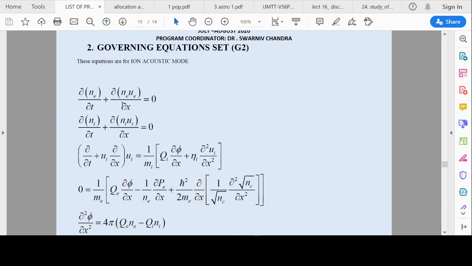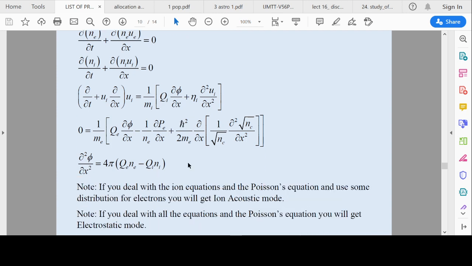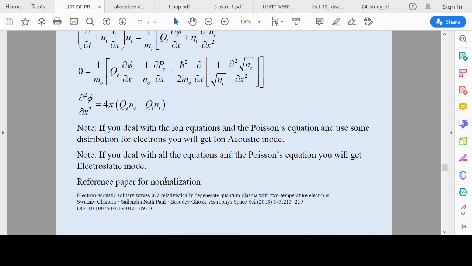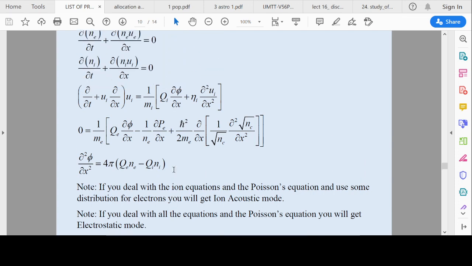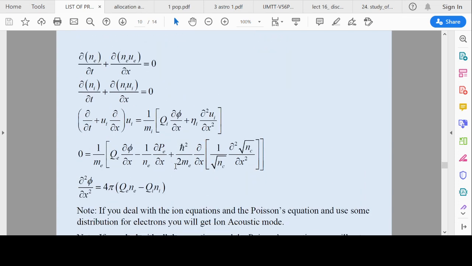So when we went to the ion acoustic mode, what I said is, if you want to study the ion acoustic mode, those who have got this option G2 can start the ion acoustic mode by neglecting the electron equations of motion, only taking these two ion equations and the Poisson's equation. That will give you the ion acoustic mode. And those who are interested to study the electrostatic mode, please take the 5 equations. So you get an additional choice.